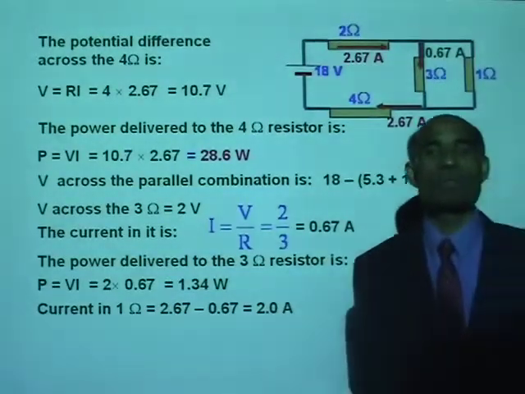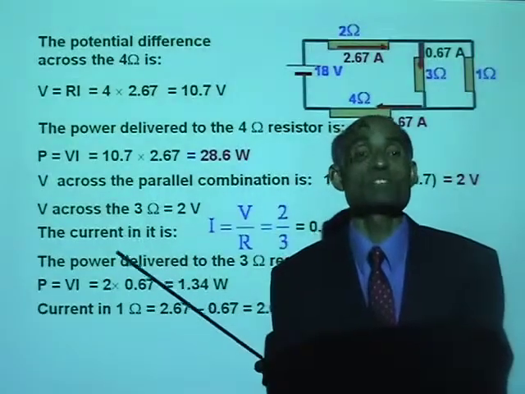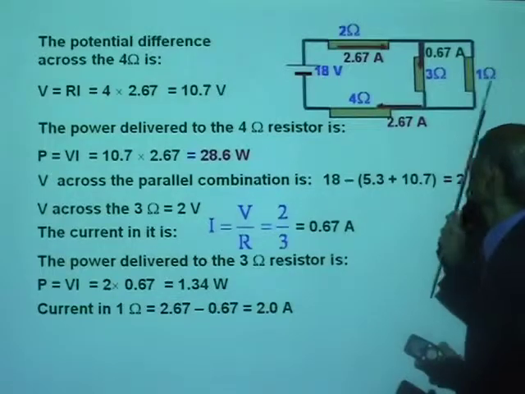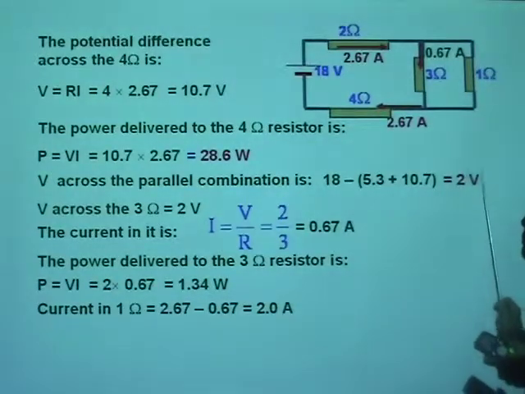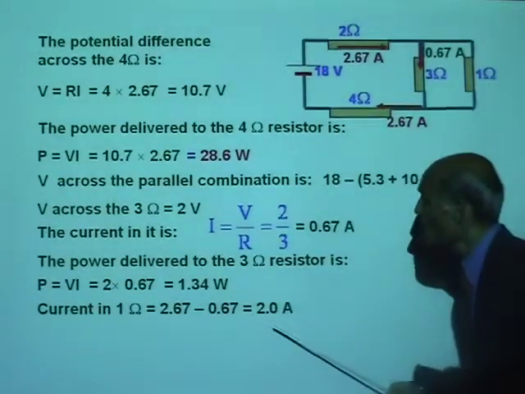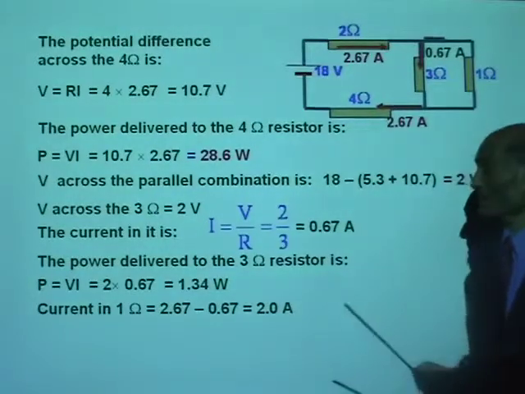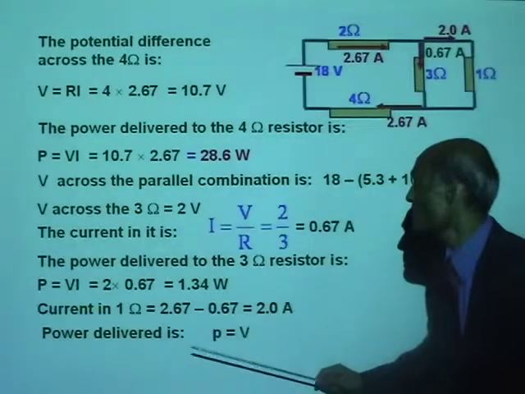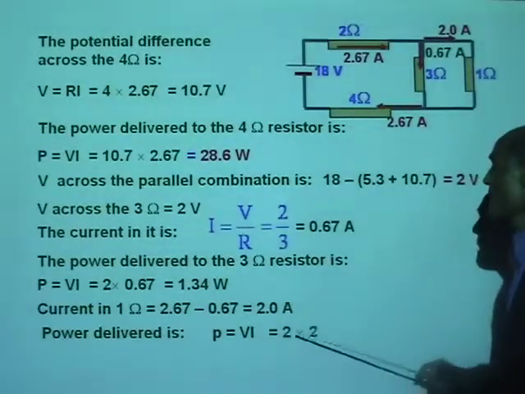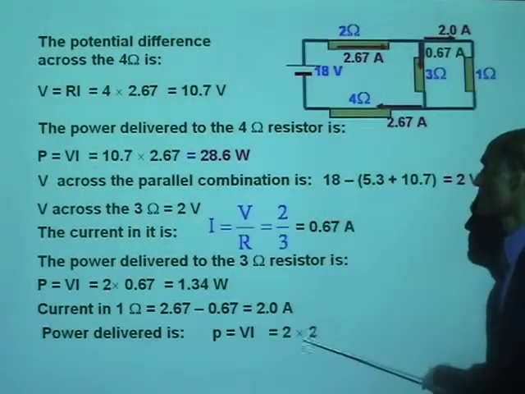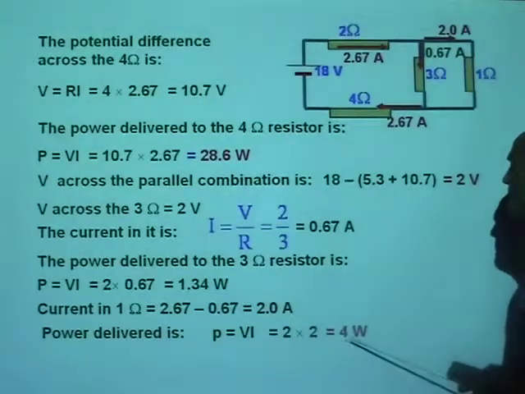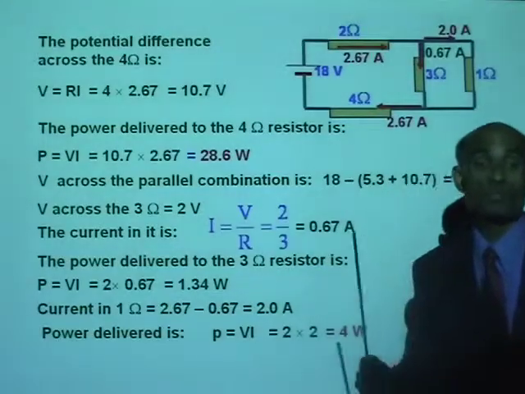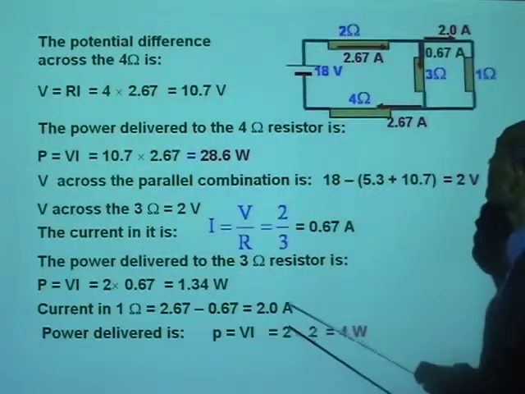Okay, now tell me what is the power dissipated in the 1 ohm. The power dissipated in the 1 ohm will be the potential difference across the 1 ohm multiplied by the current in that. Right. So the power delivered P equal to VI, that is 2 volt multiplied by 2 ampere, that is 4 watt.